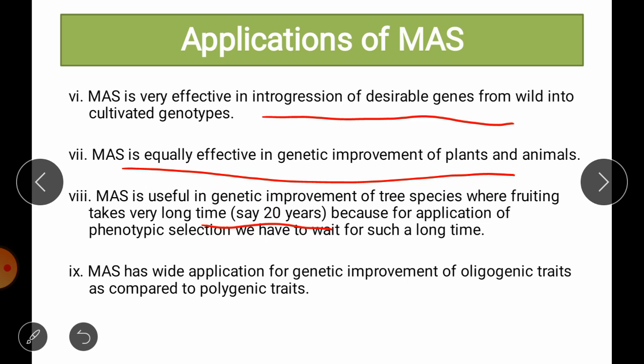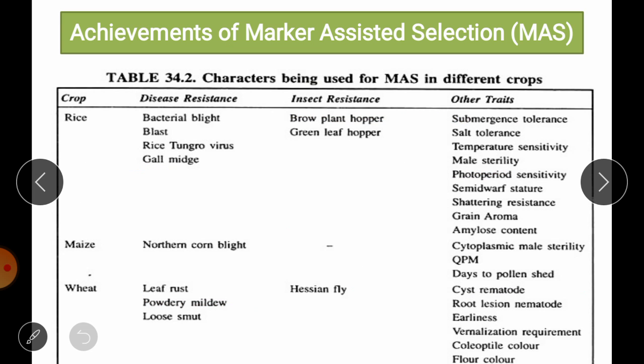So, marker assisted selection is used for genetic improvement of oligogenic traits as compared to polygenic traits. Here we have a few achievements. In case of rice crop, varieties are developed for bacterial blight, blast, rice virus, and gall midge by using marker assisted selection. In the same way, for green leaf hopper and BPH, varieties are also developed by using marker assisted selection.